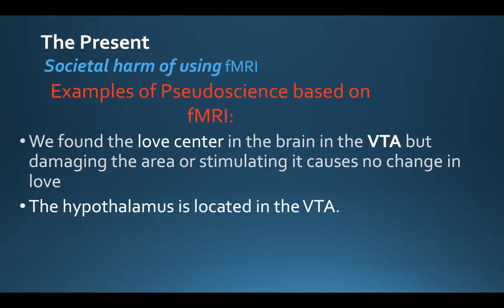The hypothalamus is the size of an almond. The VTA is 2 millimeters by 3 millimeters. How on earth can you put an almond inside a 2 by 3 millimeter thing? You can't. But it doesn't matter.